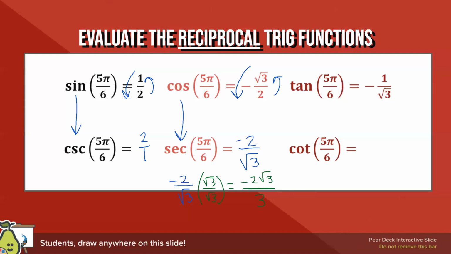Now you try tangent. If tangent of 5 pi over 6 is negative 1 over square root of 3, what is cotangent of 5 pi over 6? You betcha. We're going to just take the reciprocal, leaving us with the square root of 3 divided by 1 with a negative on the outside. So since tangent and cotangent are reciprocal functions, cotangent of 5 pi over 6 is negative square root of 3. Nice.